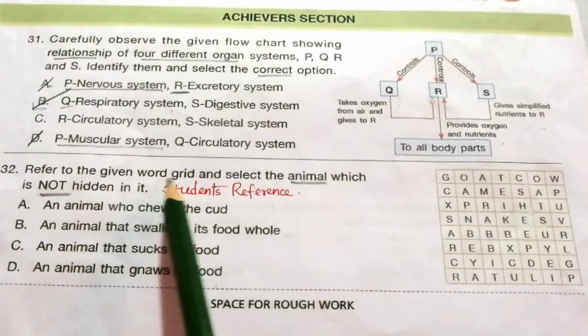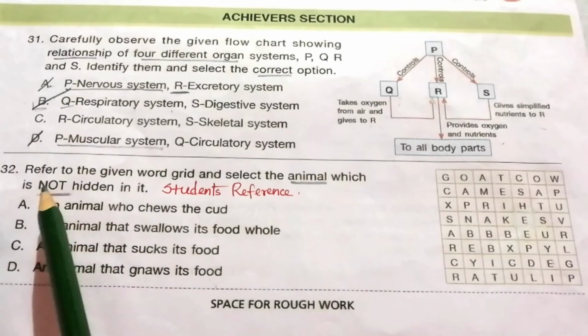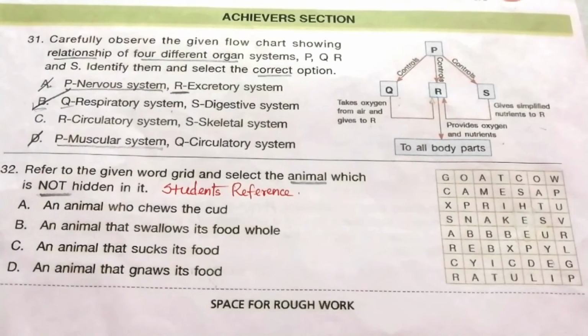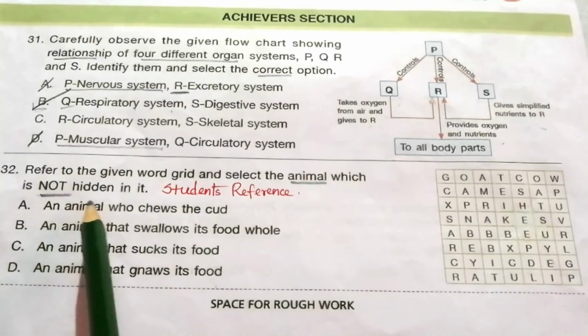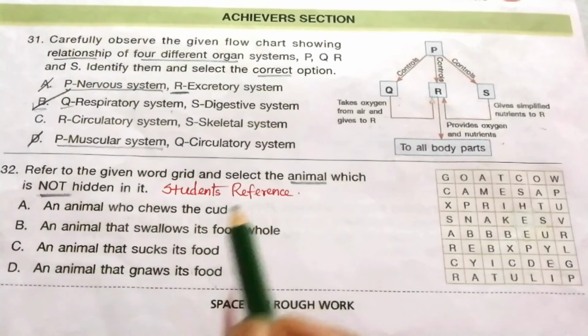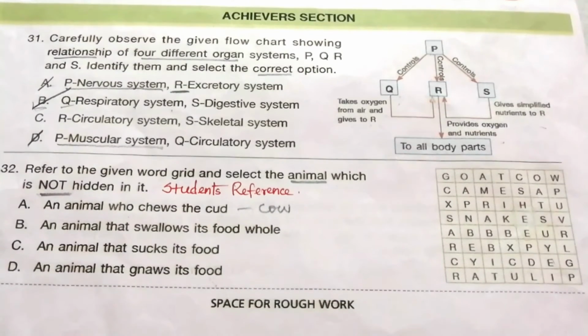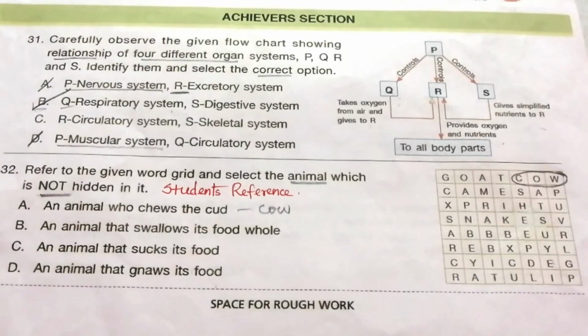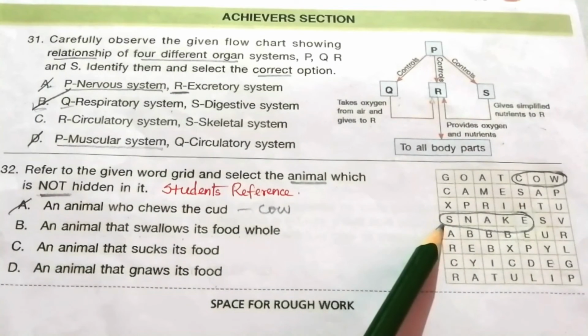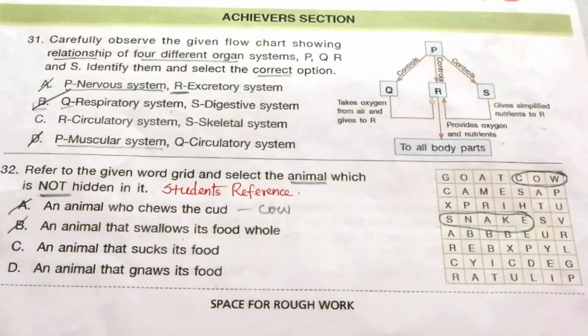32. Refer to the given word grid and select the animal which is not hidden in it. You read the given four options and try to find out the answer. To find the answer, we will check the options one by one. An animal who chews the cud. It is cow. Cow is given in the grid. So this is not the answer. An animal that swallows its food whole. And this is snake. Snake is given in the option. So this is not the answer.